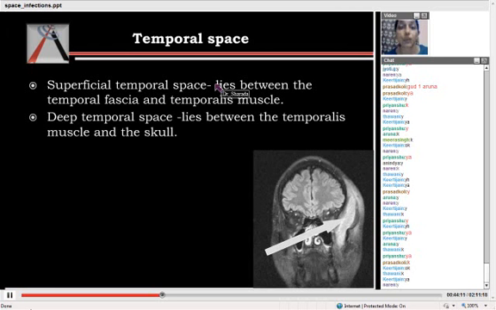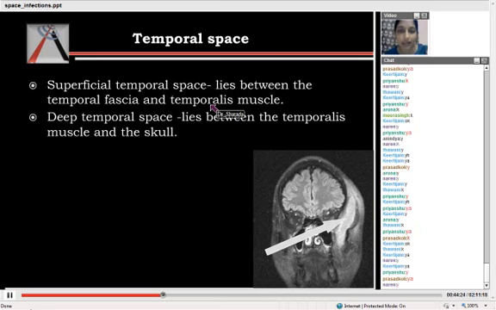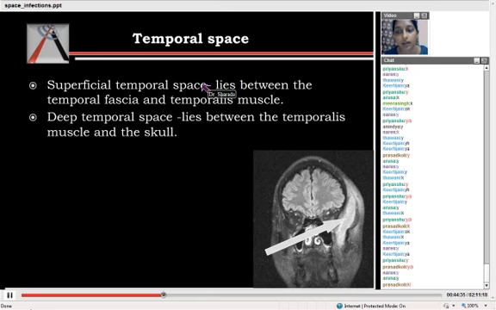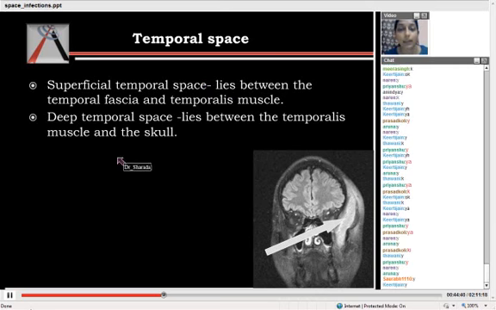Now we go to the temporal space. Now I want you to imagine the diagram that I had shown you before, which you guys found a little difficult to imagine. Remember the temporal fascia, the temporal muscle attached to the zygomatic bone. Remembering it, right? So now it becomes easy. Superficial temporal space is going to lie between the temporal fascia and the temporalis muscle. Can you imagine the space now? Yes. Deep temporal space is going to lie between the temporalis muscle and the skull.